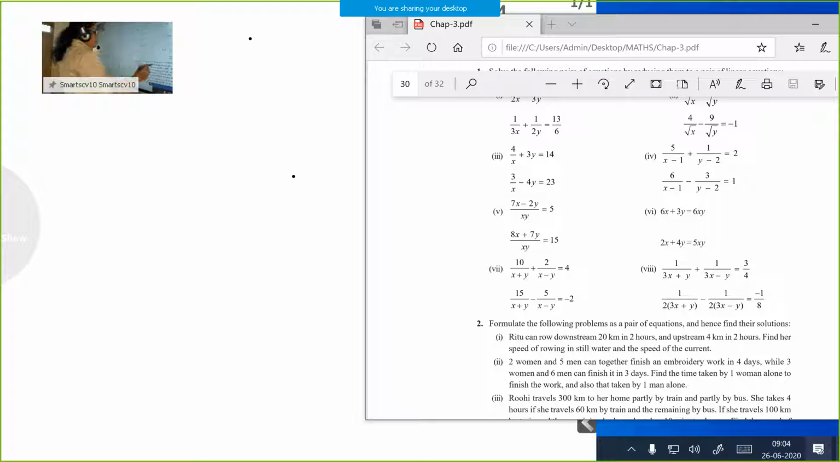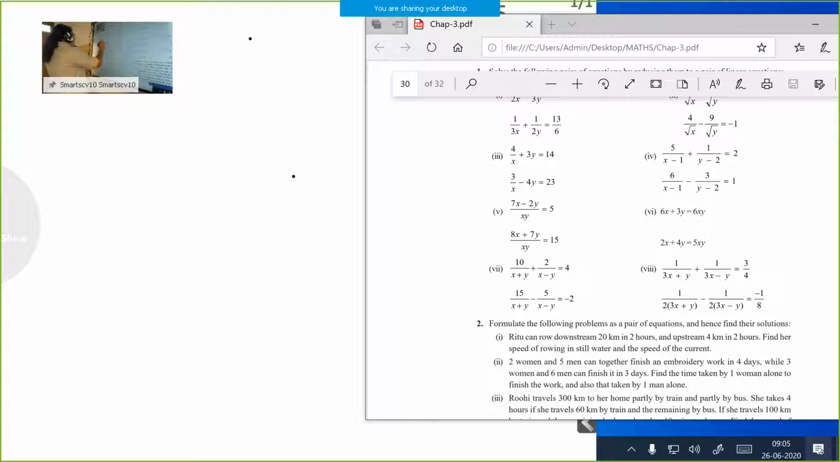Our question, exercise 3.6, question number 8. That is 1 by 3x plus y plus 1 by 3x minus y is equal to 3 by 4. And second one, 1 by 2 into 3x plus y minus 1 by 2 into 3x minus y is equal to minus 1 by 8.